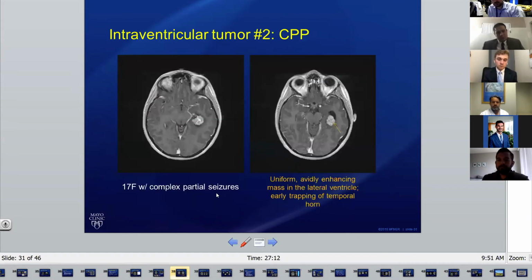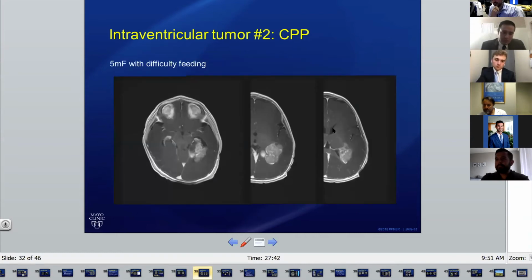So compare that patient to this. Now this is another teenage girl who presented with seizures, but this tumor is very different in location and appearance. Here we have another homogeneously enhancing mass, but this one is arising much further lateral in the lateral ventricle and the temporal horn. In addition to the contrast enhancing features, you can see that it's occluding CSF outflow from the temporal horn of the lateral ventricle. These tumors tend to do that and cause what we call trapping of the temporal horn or local hydrocephalus.